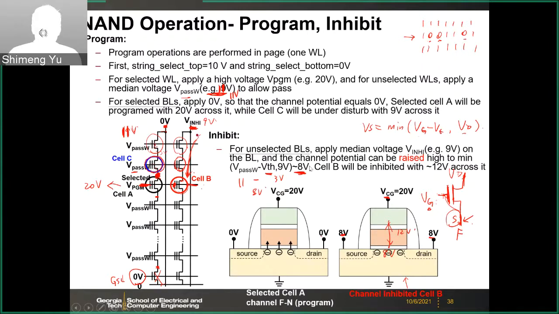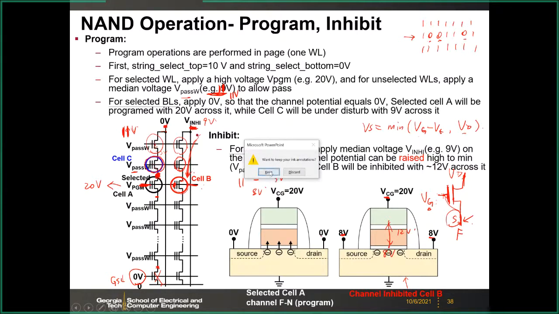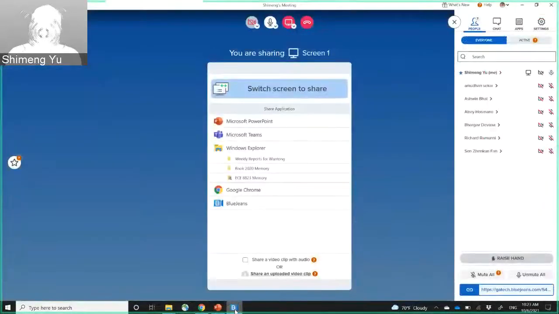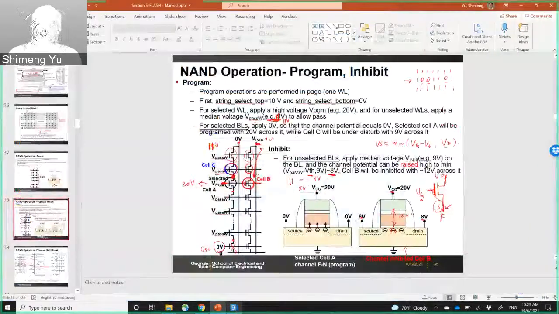So any questions here? This is a little complicated, but this is very critical to the NAND flash operation. So you need to consider the inhibits. This is a very unique consideration for the NAND flash.